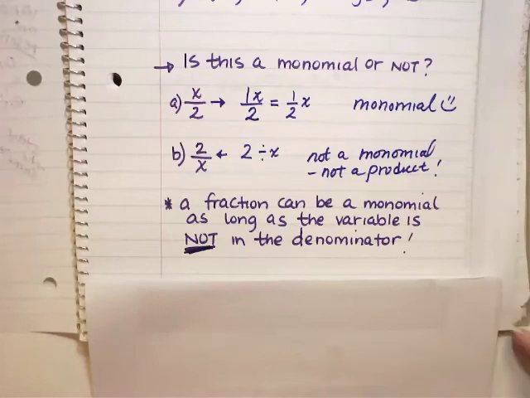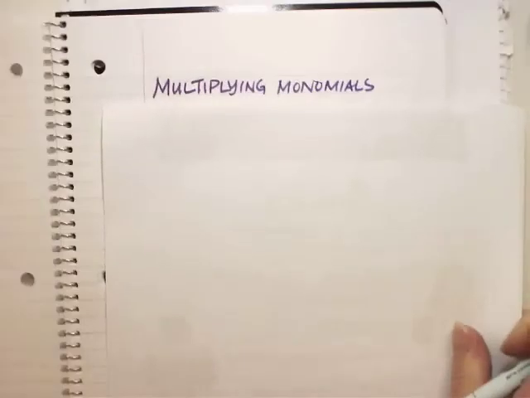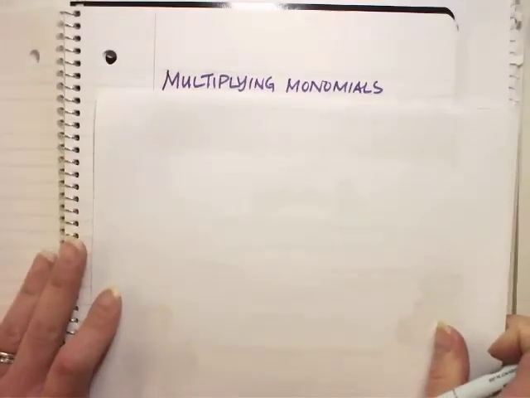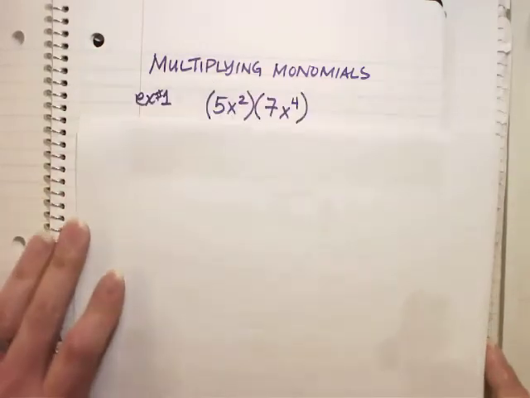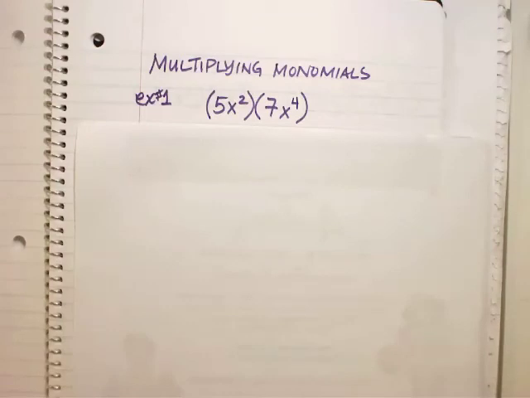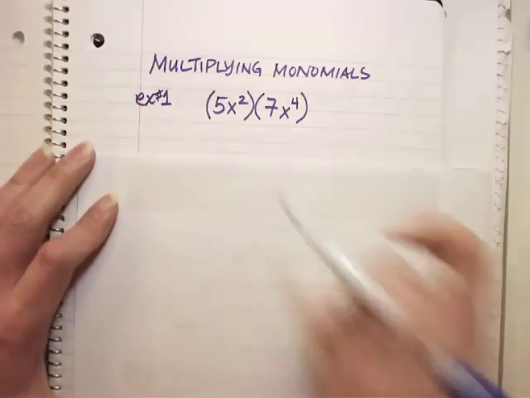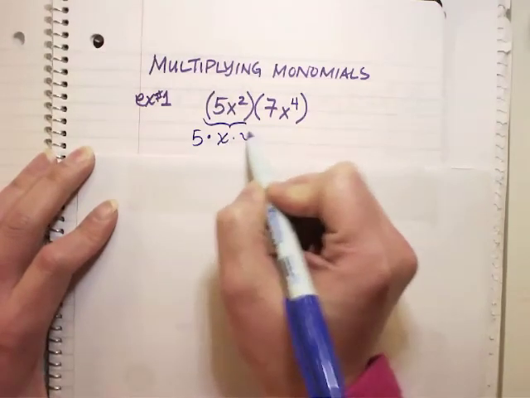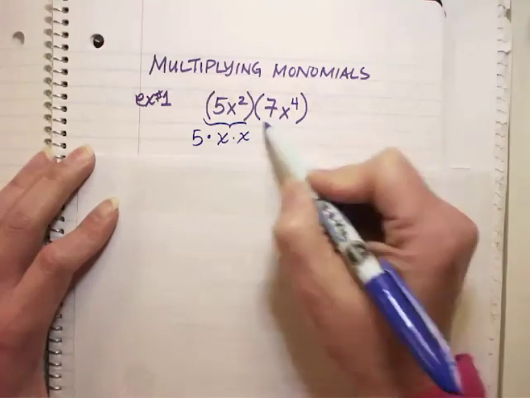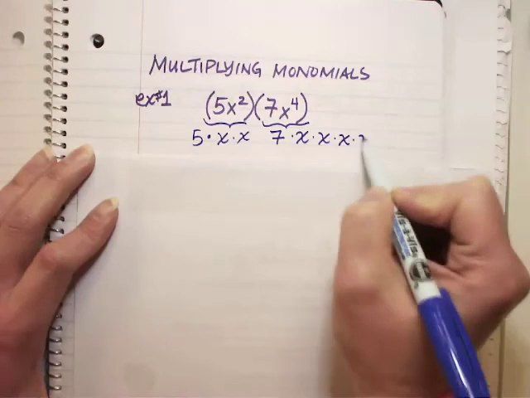Okay? So moving on, let's go ahead and start multiplying these monomials now that we have an idea of what they actually look like. Remember that they're products of variables and or constants. So example number 1: I've got 5x squared times 7x to the 4th power. If we think about exactly what that means, 5x squared is just 5 times x times x. 7x to the 4th power is 7 times x times x times x times x.